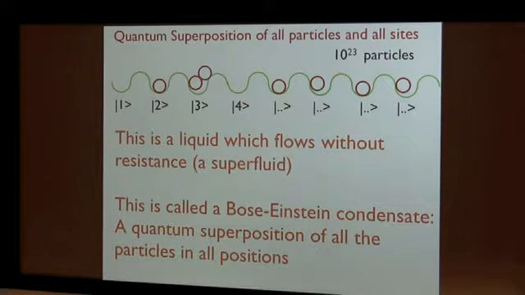So this state is actually called a Bose-Einstein condensate. It's named after an Indian physicist named Bose, who first proposed the idea to Einstein. And Einstein said, yeah, I think you're right. And he extended the idea, and they both published at the same time, I guess. And what I want you to focus on is that there is this quantum superposition of many particles in many locations all at the same time.